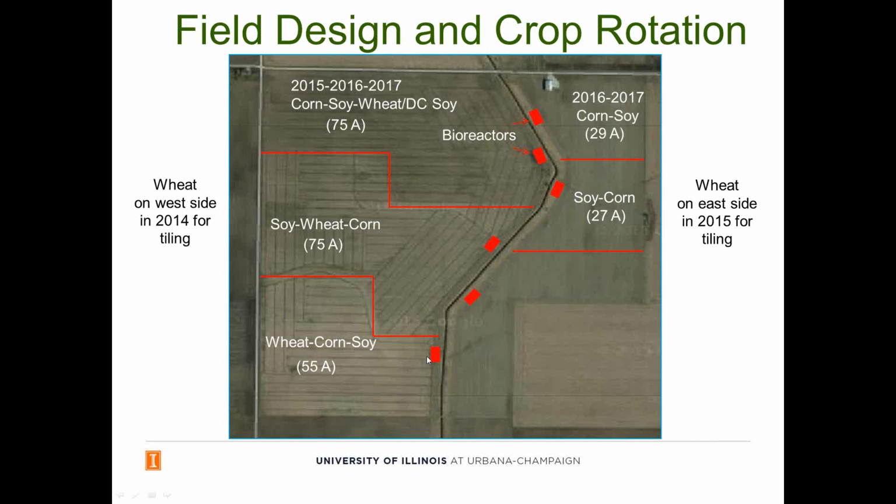But each one of these tiles then enters into a bioreactor, and then he tiled the other side of the field, and then we installed a corn-soy conventional control to be looking at corn yields in a 2-year rotation and tile nitrate loss versus corn in a 3-year rotation. And we have bioreactors on the other side. So we've got 6 bioreactors on this one farm that we're monitoring. We've got 3 years of data. I think it's probably the highest concentration of bioreactors anywhere.